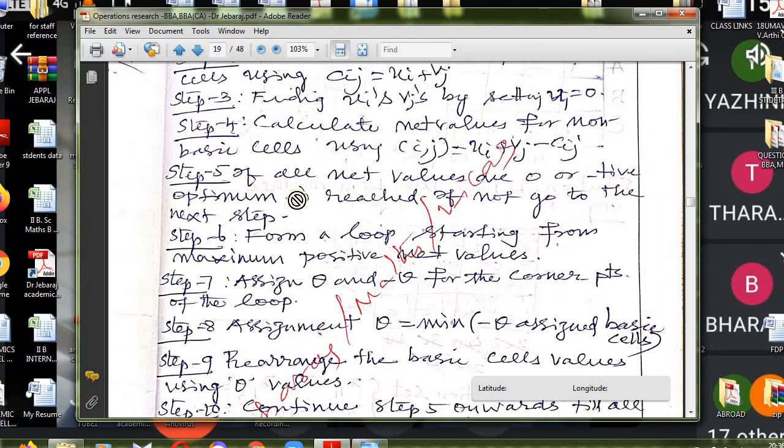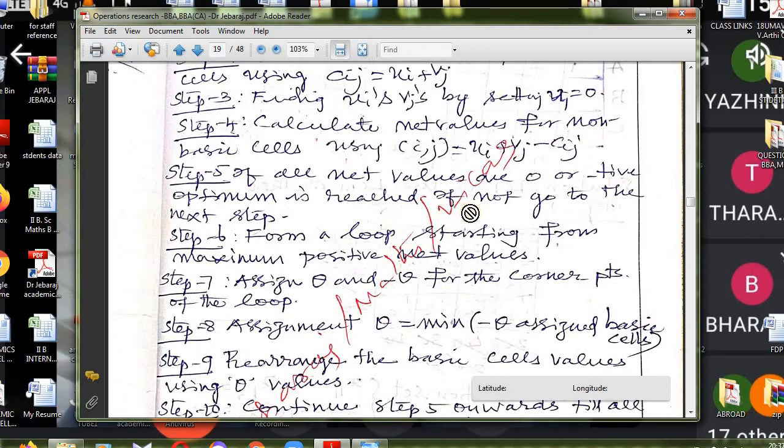We have to check whether all net values are 0 or negative. If the net values we calculated in the previous step number 4 are all 0 or negative, that's all. Optimum is reached. Minimum among minimum or maximum among maximum is reached. We need not go further. We have to stop and give the solution set and the transportation cost. That's all, when all net values are 0 or negative.